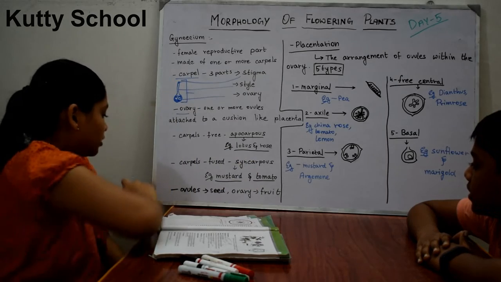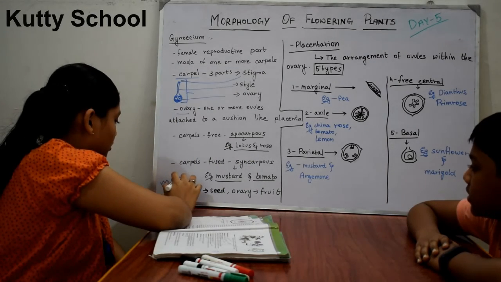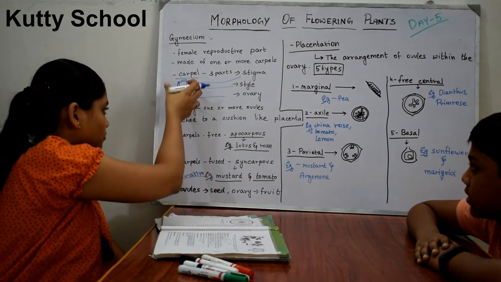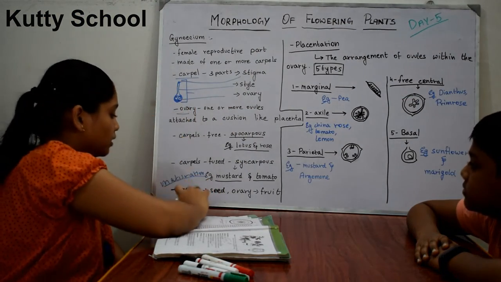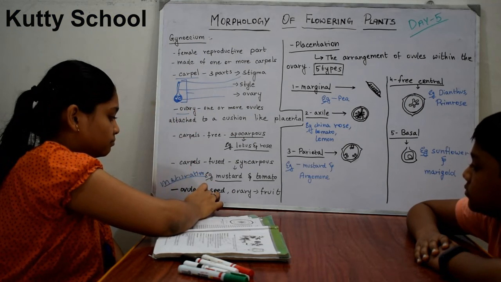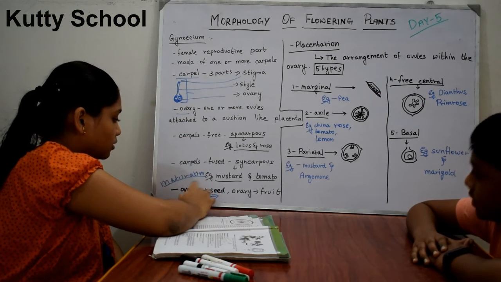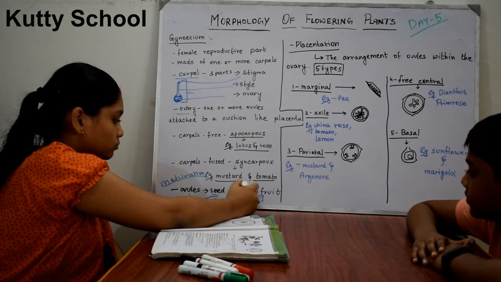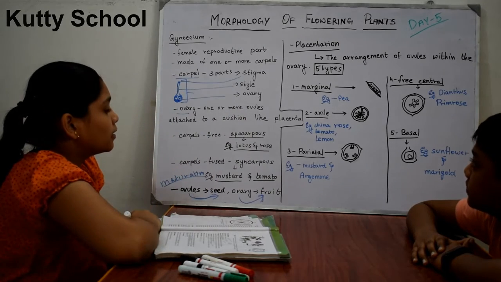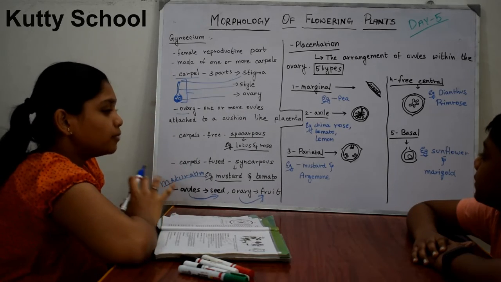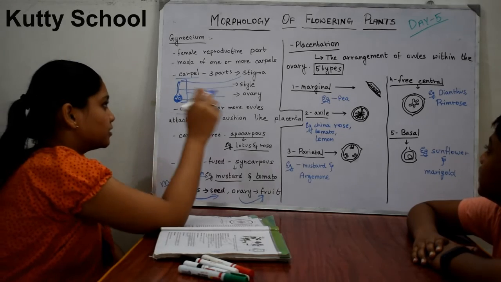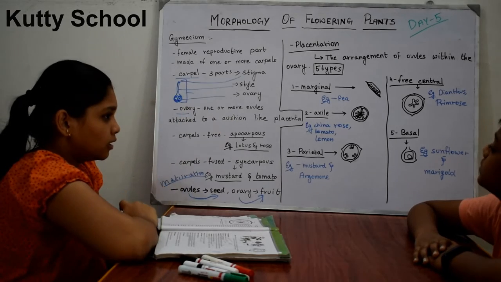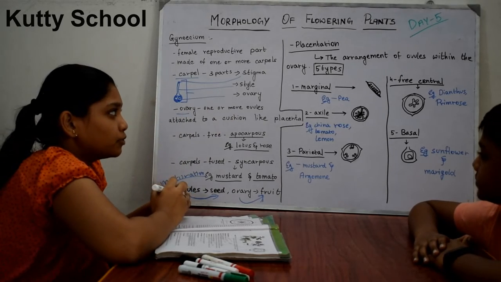After the maturation of these ovules and ovary, ovules become seed and ovary becomes fruit. And there are 5 types of placentation. Placentation is nothing but the arrangement of ovules in an order in the ovary. So there are 5 types of arrangement.